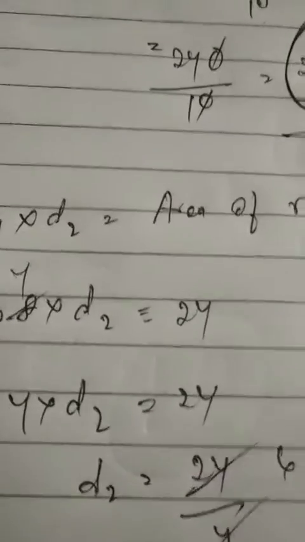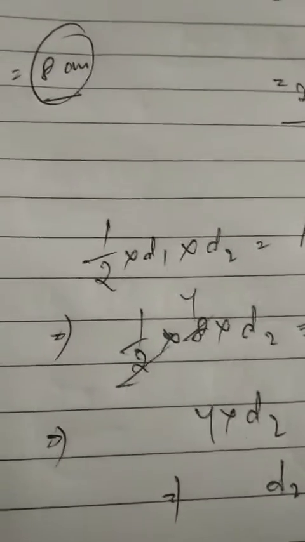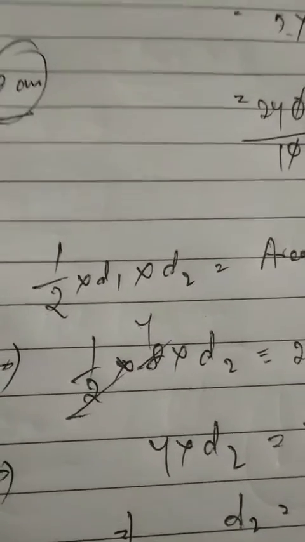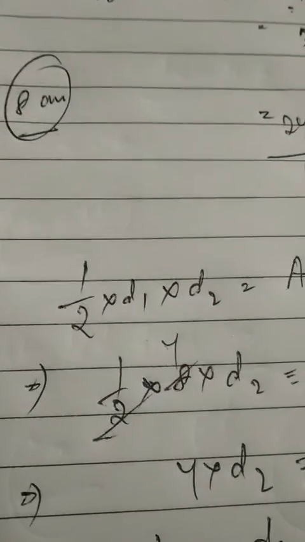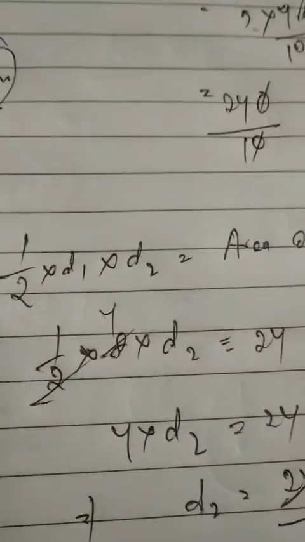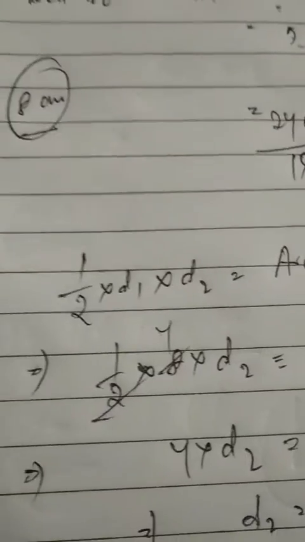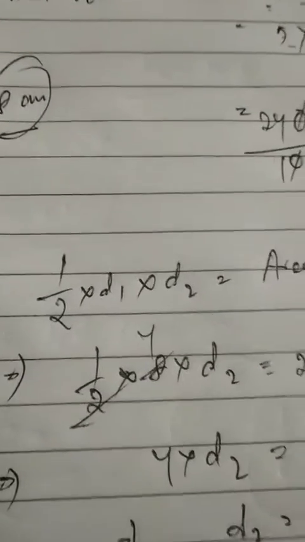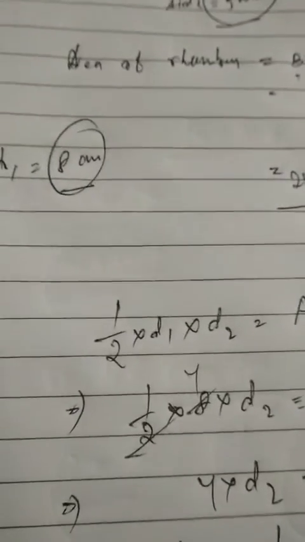Is this clear, children? If it's still not clear, please feel free to speak to me. And question number 7 is done in a similar way, using the same formula, in which the measure of one diagonal is given and the other is not given to us. So we have to find the measure of the other diagonal using this formula. I believe it's clear. If it's not, please feel free to speak to me.